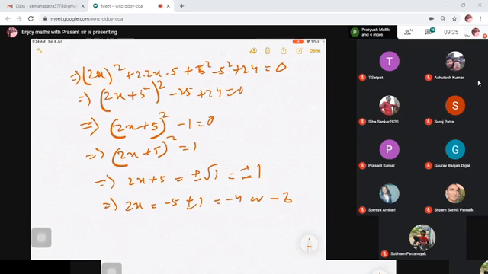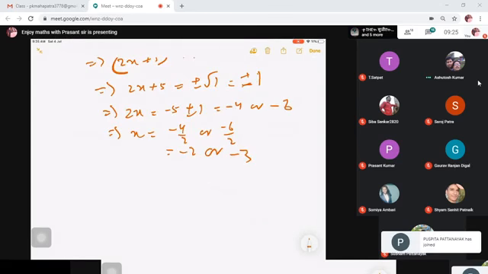Now I am giving you one question and you solve it by the completing square method. I am giving 3x square minus 2 root 6 x plus 2 equal to 0. You solve it by the completing square method and write your answer in the chat section.